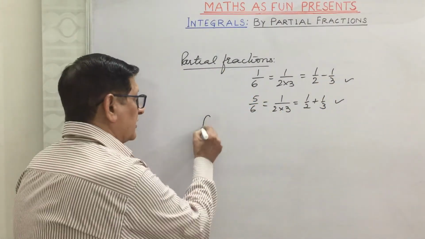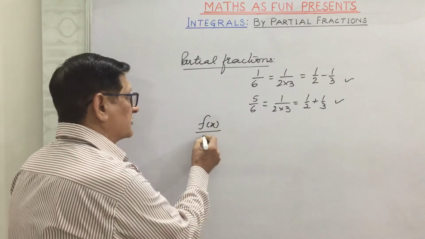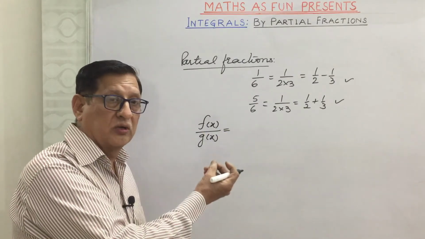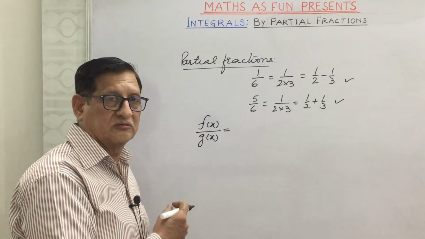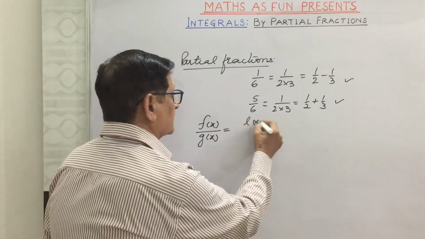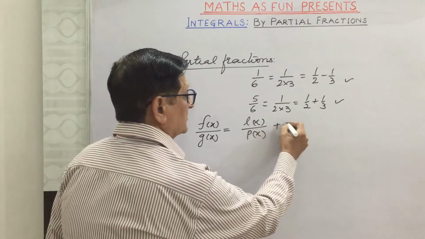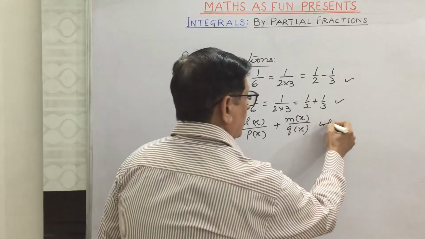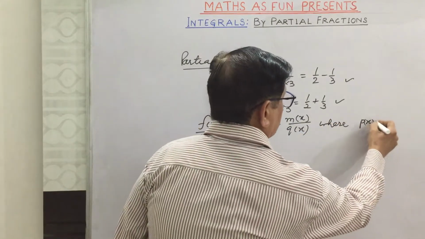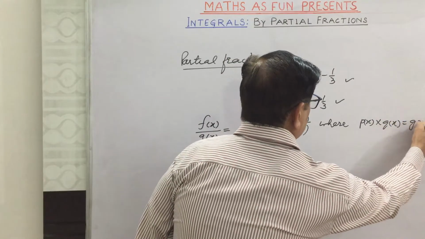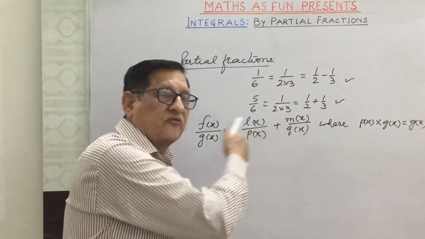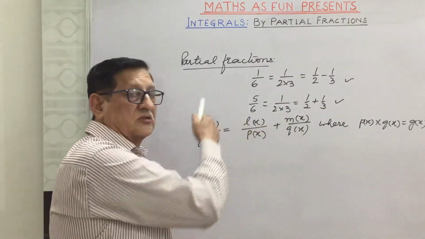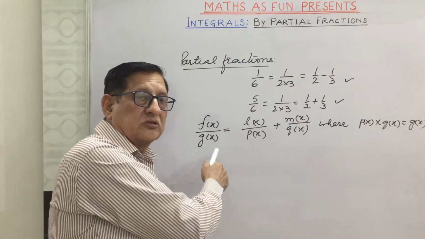It means if we can represent any rational function f(x) upon g(x) as the sum or difference of two or more rational functions, that is, we can write this as l(x) upon p(x) plus m(x) upon q(x), where p(x) into q(x) is equal to g(x). It means p(x) and q(x) are the factors of g(x). Then we say these are the partial fractions of the given rational function.